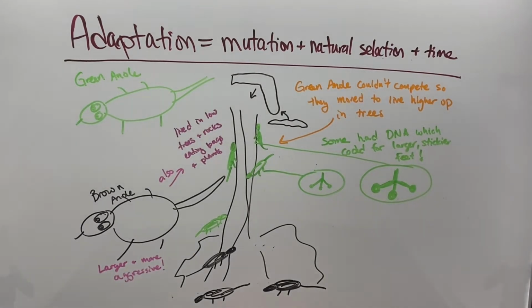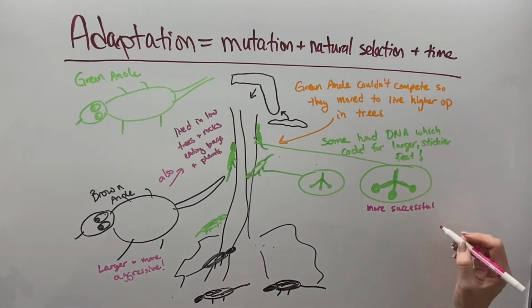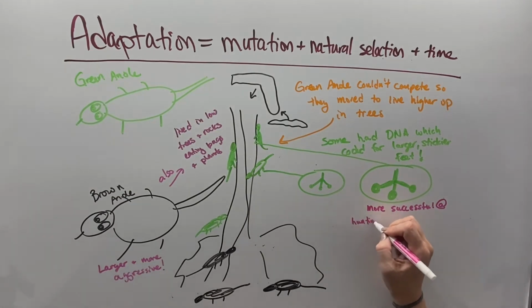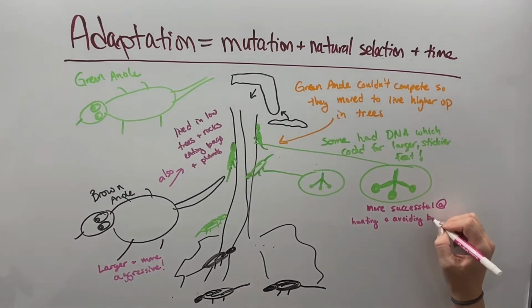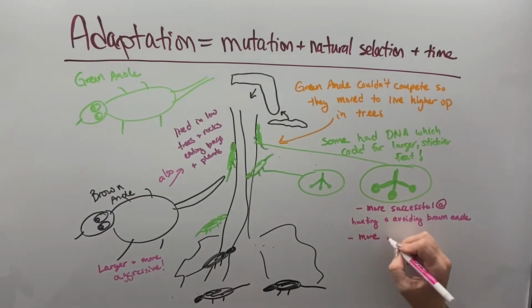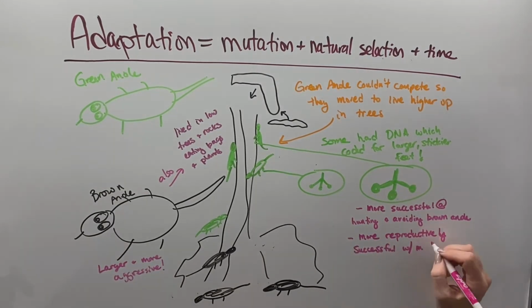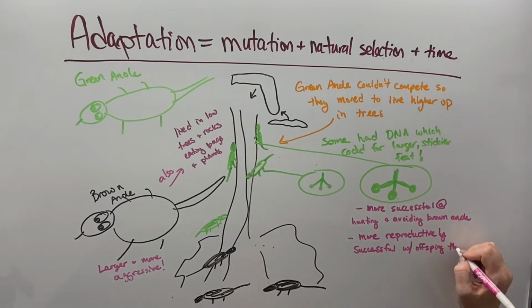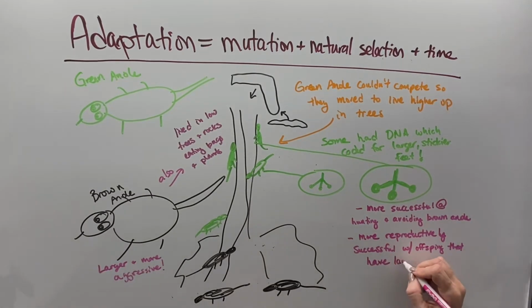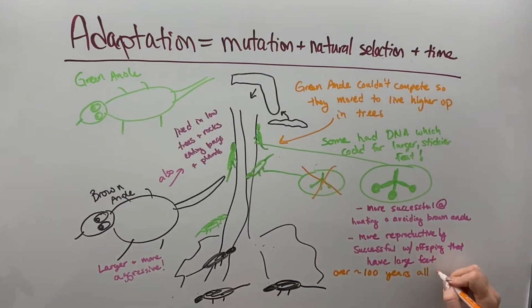Well, the ones with the bigger, stickier feet are going to be better suited for living higher up in the trees. Before, foot size didn't matter, but now all of a sudden, if you've got to climb, big sticky feet are the way to go. And so these green anoles with these bigger, stickier feet are going to be able to climb better, survive better, get more food, be more reproductively successful, stay away from those other anoles, which means they're going to have offspring that have those bigger, stickier feet. And over many, many generations, we're going to see the entire population of the green anoles not have these small feet anymore. We're going to see them have larger, stickier feet.